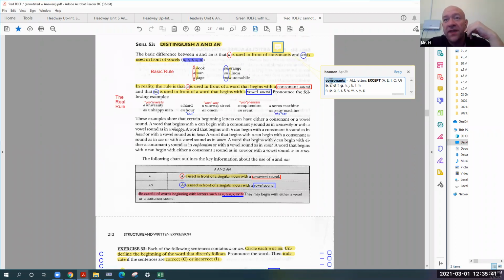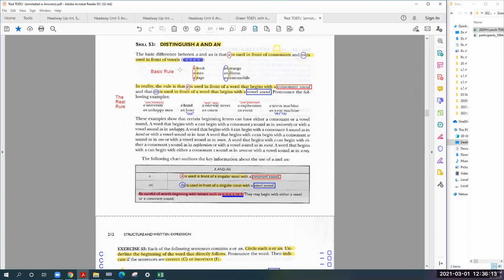So the other letters have a different name. Consonants, okay? Now, why am I telling you this? Because in skill 53, you must distinguish them. Vowels and consonants. You must distinguish them, okay?